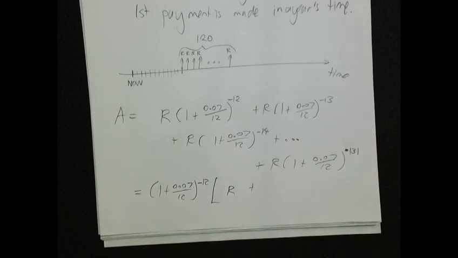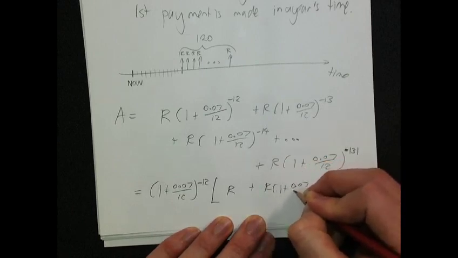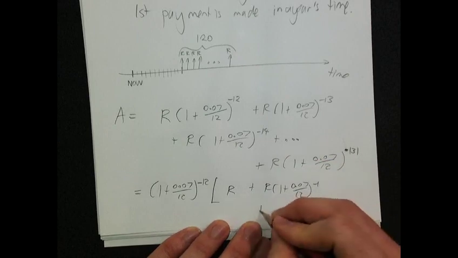It's okay, it'll all work. I'm left with an R on its own and an R times, with a minus 1.